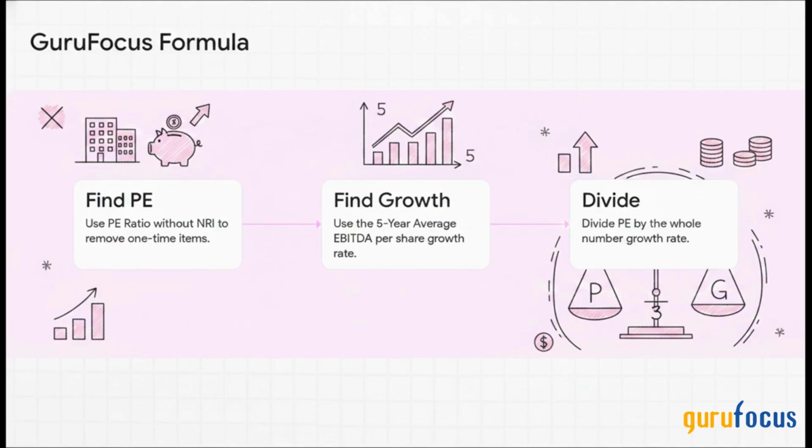Step 2. They look for the 5-year average EBITDA growth rate. This ensures they're looking at a sustained multi-year trend, not just some random one-year spike. And step 3, they divide the PE by that growth rate as a whole number. So if growth is 5%, they literally just use the number 5, not 0.05. Ultimately, it's just a more precise way of finding that true price versus growth relationship.